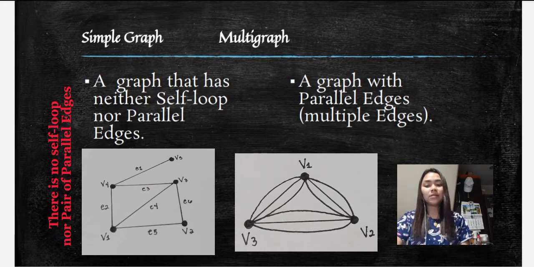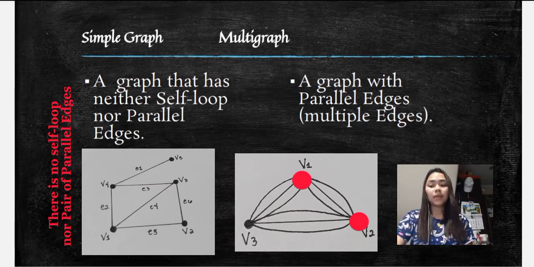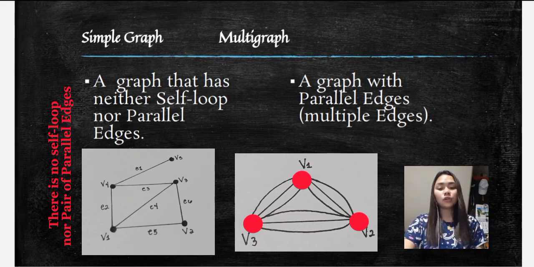Next graph is multigraph. A graph with parallel edges, which are called multiple edges, is called a multigraph. This is an example of a multigraph. We can see we only have 3 vertices v1, v2, and v3, and different pairs of parallel edges. So this is an example of a multigraph.